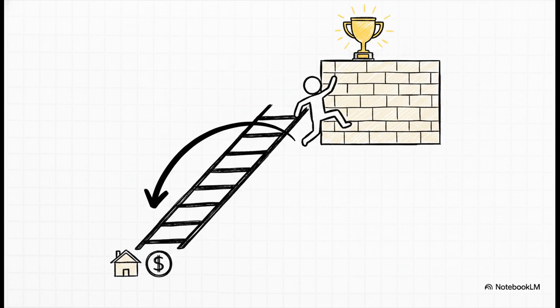Unlike a strict ladder where you only ever move up, ERG theory highlights that if an employee's higher-level needs, things like growth and recognition, are frustrated or blocked by their workplace, they don't just stay put, they actually regress. They'll slide backwards and start focusing entirely on lower-level needs, like just basic pay or extreme job security, often becoming totally disengaged in the process.